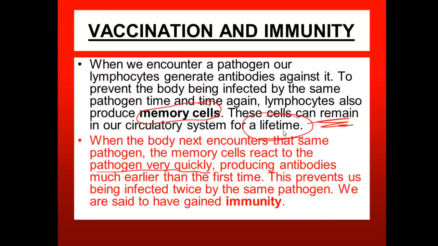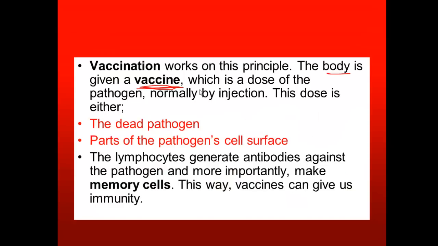That's why it's so important they last a long time. They're there. They react to this pathogen that they've met before, and they make antibodies much earlier than the first time. Much earlier. So it's just faster. Much faster. And that prevents us being infected twice by the same pathogen. We are said to have gained immunity. Let's think about vaccination. And it works on this principle.